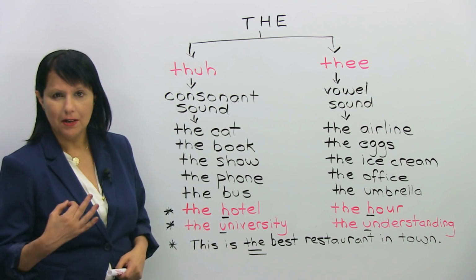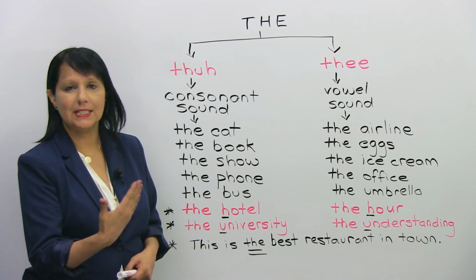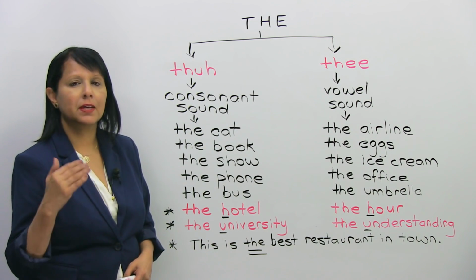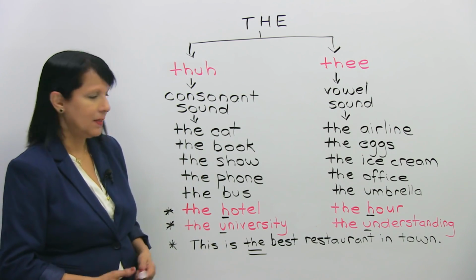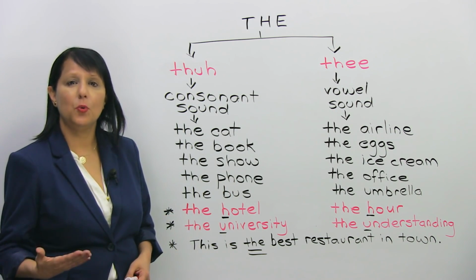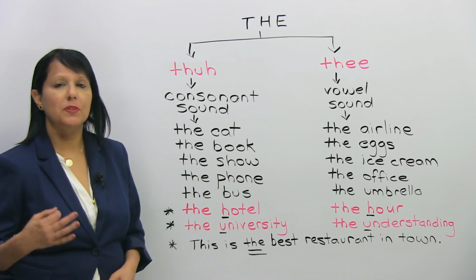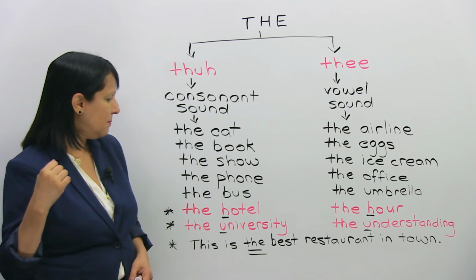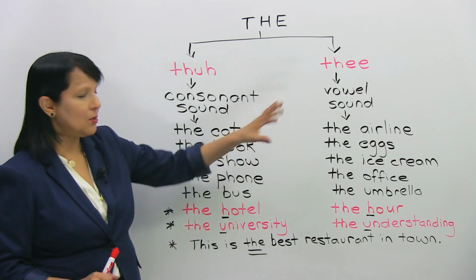So we say thuh when the word that comes after the starts with a consonant sound. Not just with a consonant, we'll see some exceptions in a minute, but with a consonant sound. For example, the cat, the book, the show, the phone, the bus, right? Now, all of those started with consonants, but more importantly, with a consonant sound. Because here, okay, well, let's look at the exceptions in a minute. Let's go on this side.